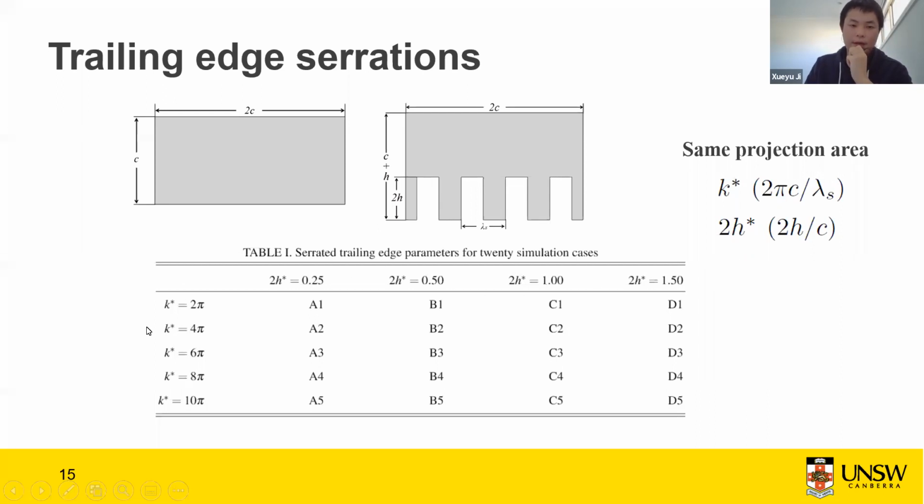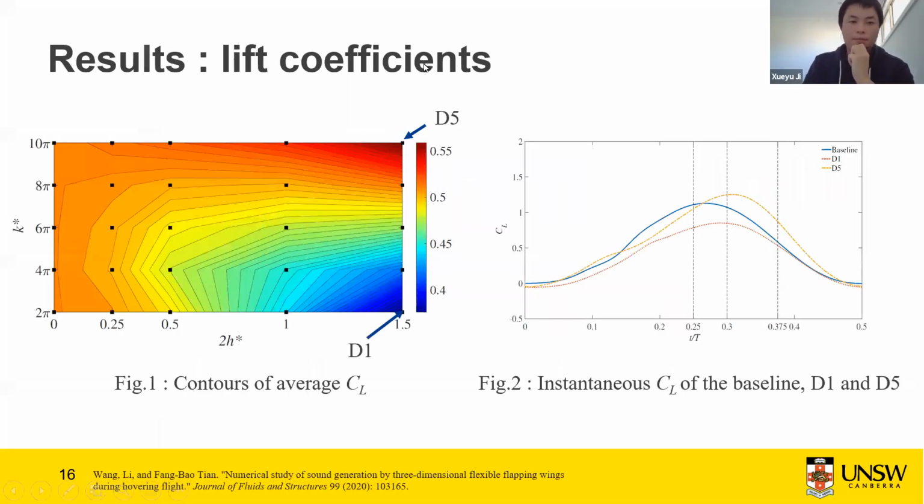And here in the table, we have 20 different trailing edge serrations with different wave amplitudes and different wave numbers. In this slide, I'm going to introduce how the trailing edge serrations affect the average lift coefficient. This is the contour of the average lift coefficients for different cases.